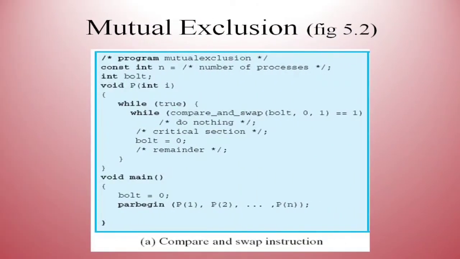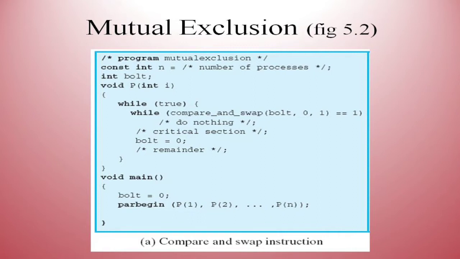The next diagram is about mutual exclusion. This shows a mutual exclusion protocol based on the use of the compare and swap instruction. A shared variable bolt is initialized to 0. The only process that may enter its critical section is one that finds bolt equal to 0. All other processes attempting to enter their critical section go into a busy waiting mode.